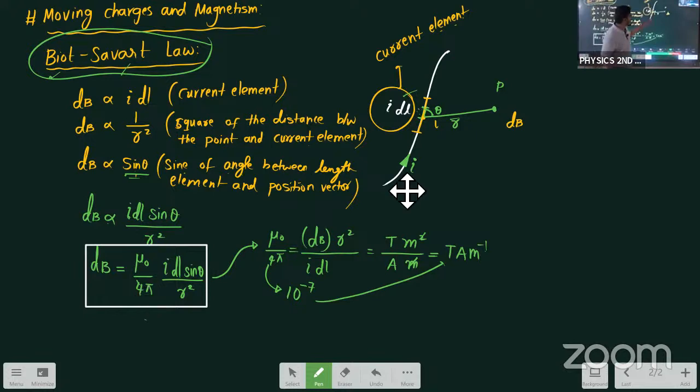See here, in order to get total magnetic field created due to the entire wire, what we are supposed to do? We are supposed to integrate this magnetic field dB. After that, we'll be getting the final answer. Let us see one of the important application for this Biot-Savart law.